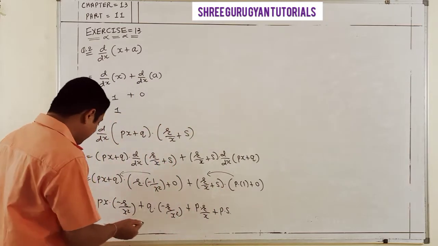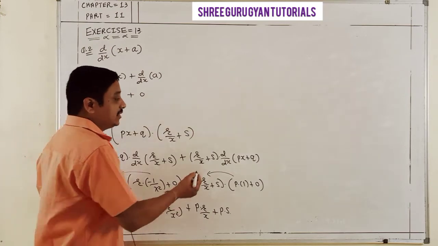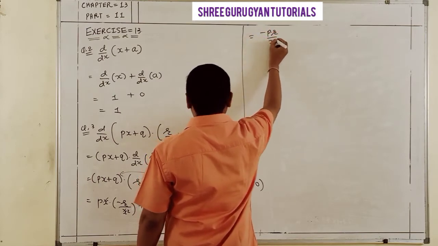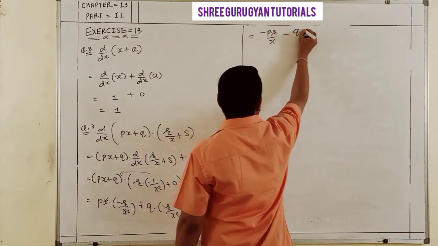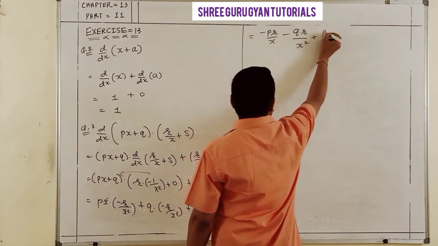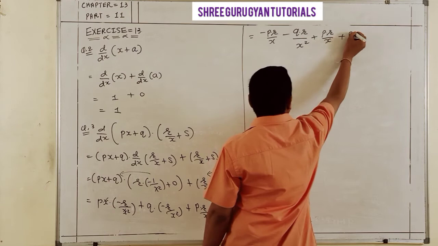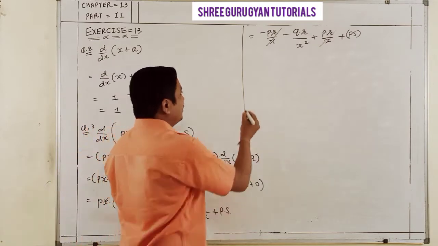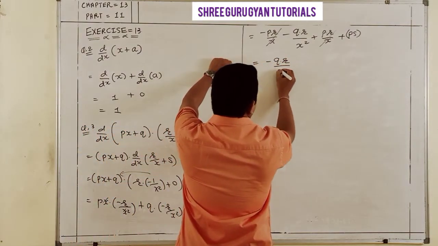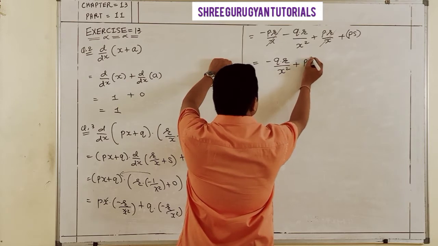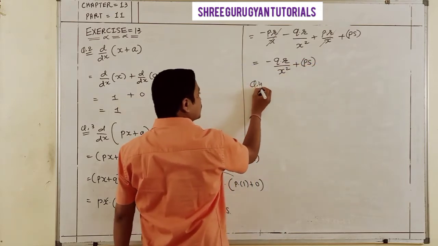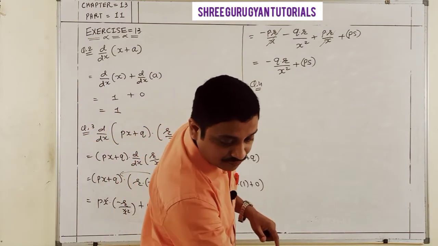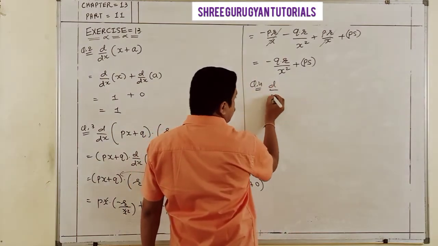So you can easily cancel that, one of the x's is gone. You have only one term remaining: minus pr/x, minus qr/x square plus pr/x and plus ps as it is. Students, this cancels, pr/x, and only your terms minus qr/x square plus ps remain, and that's your answer. Easily, question number 2 is done. So only your terms qr/x square and ps.